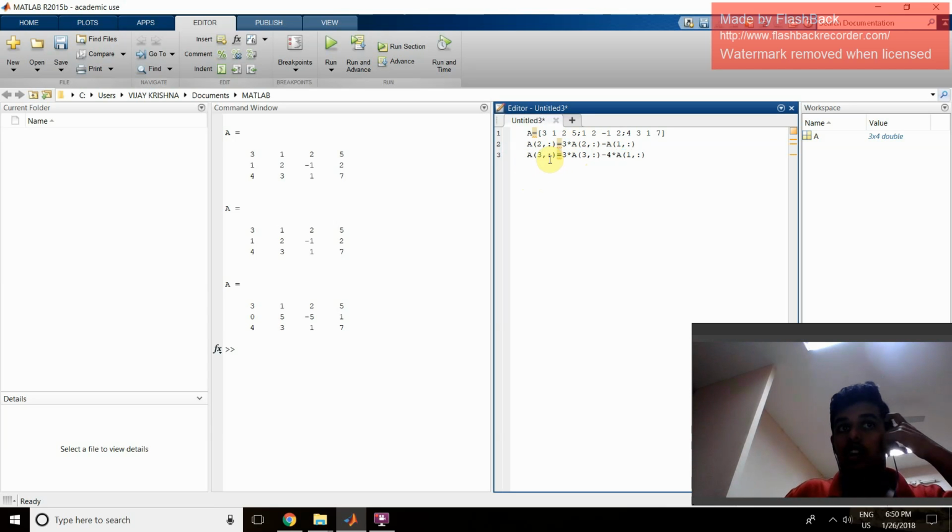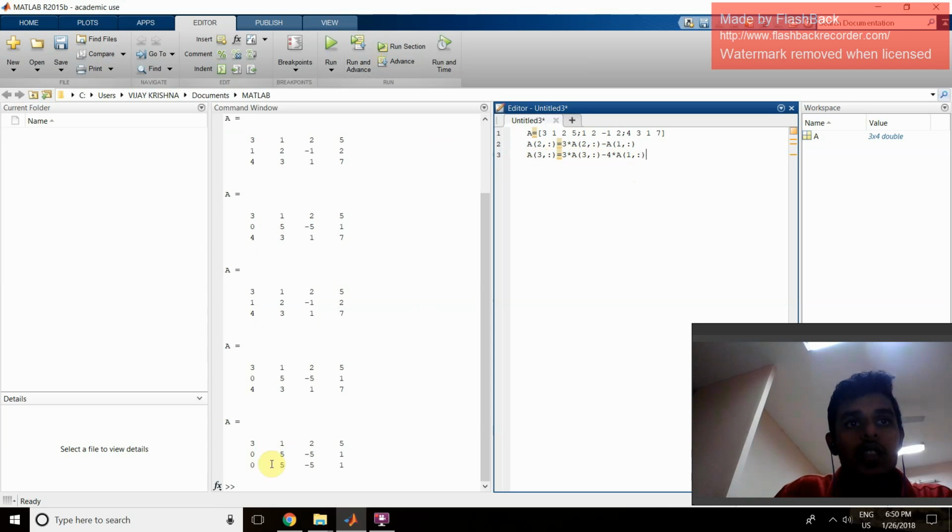Now A(3,:) represents the third row of the matrix A. So this statement represents the third row of the matrix A is equal to 3 times the third row of matrix A minus 4 times the first row of the matrix A. So we have made the two elements below the pivot 0. Now it is time to consider the next pivot.